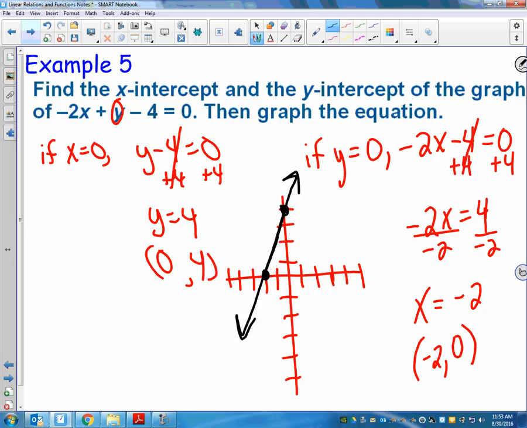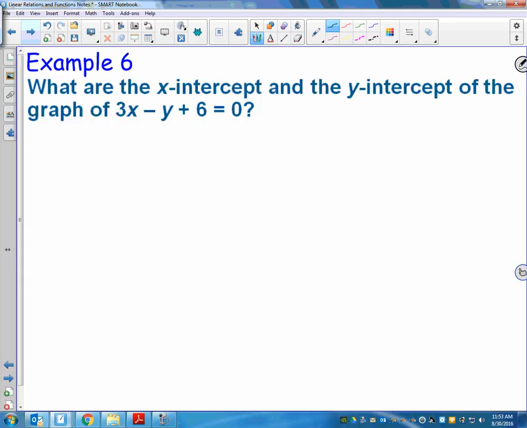Especially when they're nice numbers like that, you can probably do that just as quickly as graphing. Okay. So try this one if you haven't already, and you can just try it on the paper if you want.